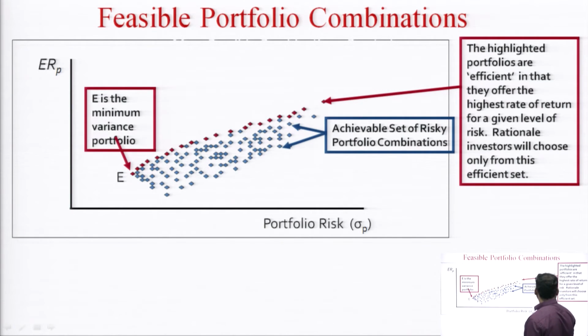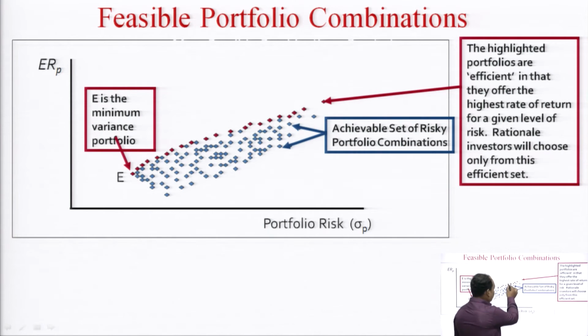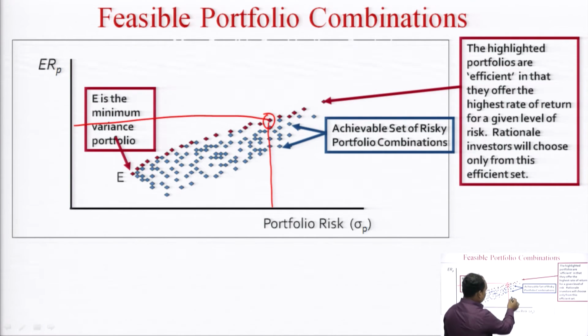Highlighted portfolios are efficient in that they offer the highest rate of return for a given level of risk. A rational investor always prefers the higher rate of return at an optimum level of risk. Take the example of this: here the return is high, but the risk level is the same. This should not be accepted. Only this portfolio should be accepted, because at the same amount of risk, the return is highest.